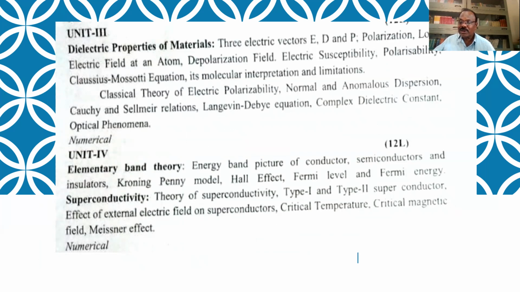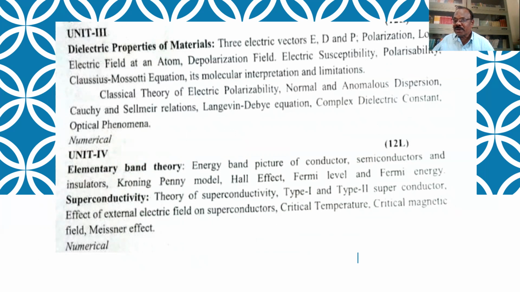The last unit contains the elementary band theory, means on the basis of this energy band theory, we differentiate the three solid materials, which come in the category of conductor, semiconductor, and insulator. Apart from that, in this unit, you will have to learn the Kronig-Penney model, as well as the Hall effect, Fermi levels, and Fermi energy.